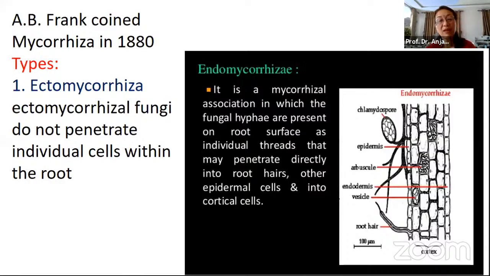But just opposite to this, endomycorrhiza has association with fungal hyphae present on the root surface, and the threads of the mycorrhizae penetrate directly into the root hairs and epidermal cells and into the cortical cells of the root. Here in this picture you can see endomycorrhizal penetration, where it has entered into the cells of the cortex region of the plant, and lots of arbuscules and vesicles have been developed.